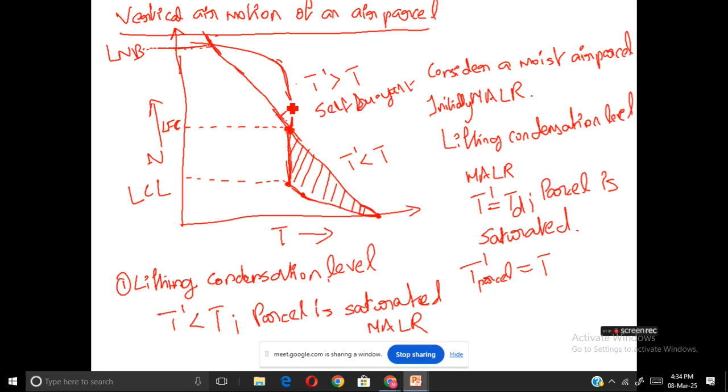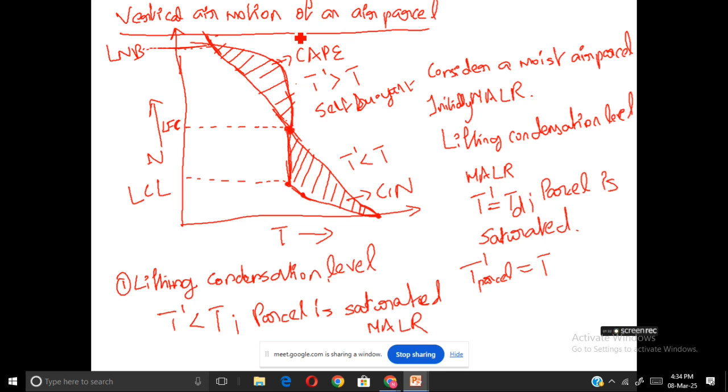This is positive. This area of the curve is basically known as CAPE, convectively available potential energy. And this area of the curve is known as CIN, convective inhibition energy. These terms are important when you are dealing with thunderstorms.